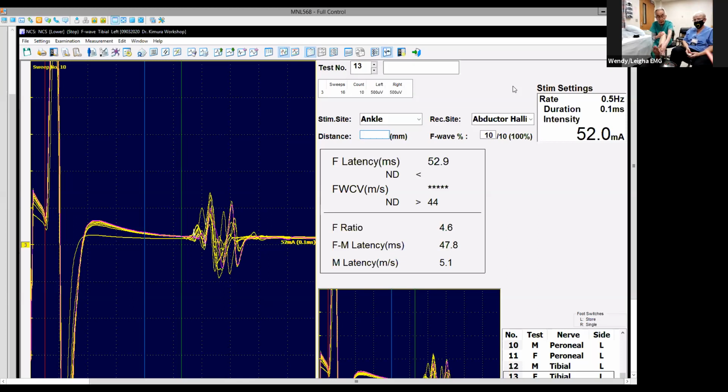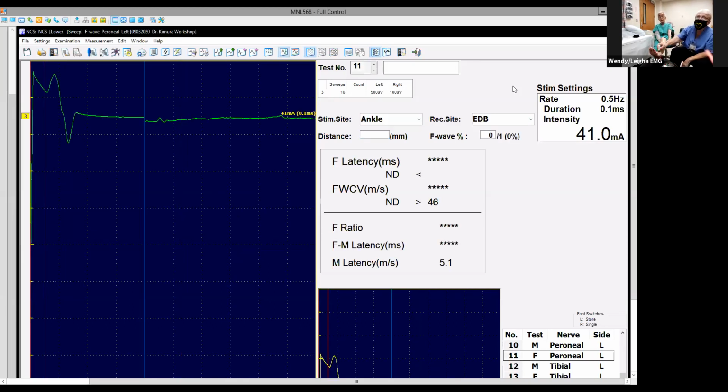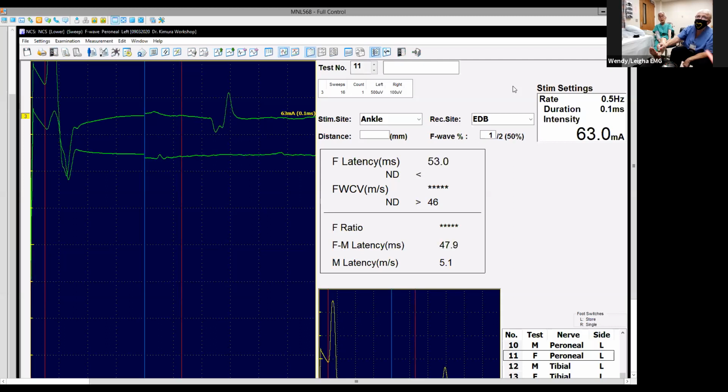Let's do the peroneal nerve, and then I can show you. And I'm going to show you another thing that people usually don't think about. But first, let me show you the peroneal nerve. Recording is the extensor digitorum brevis. I think I need to hide it.